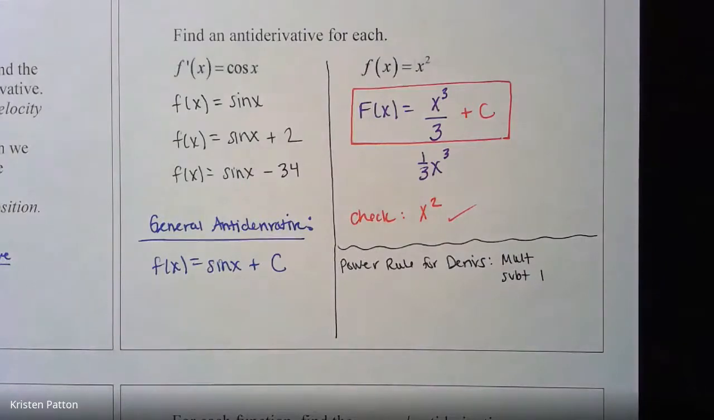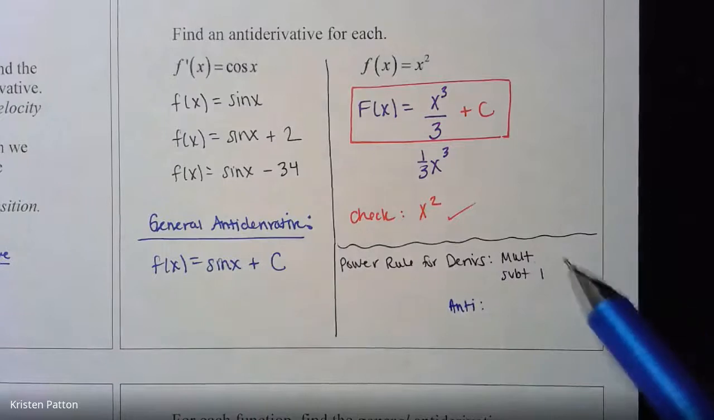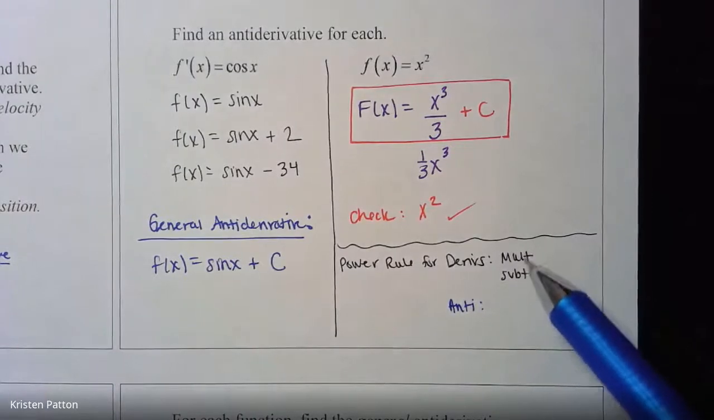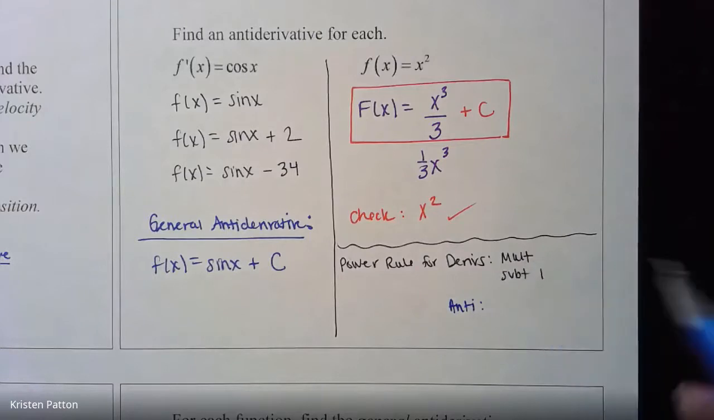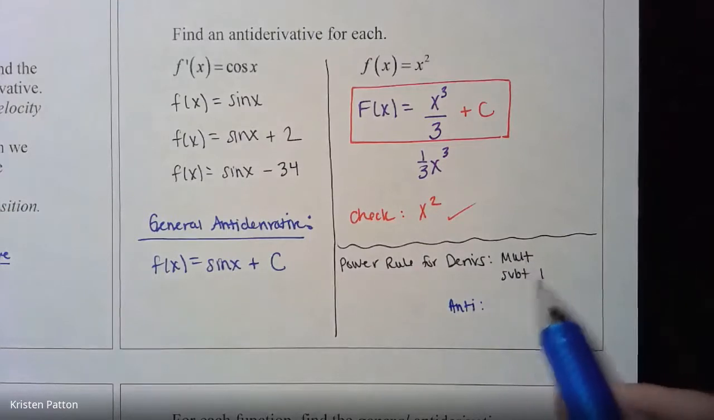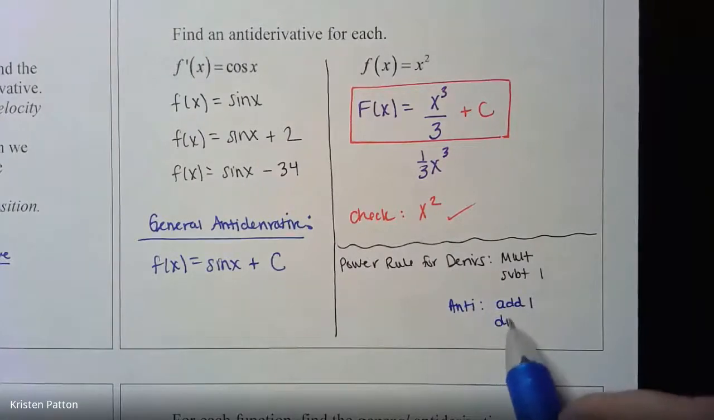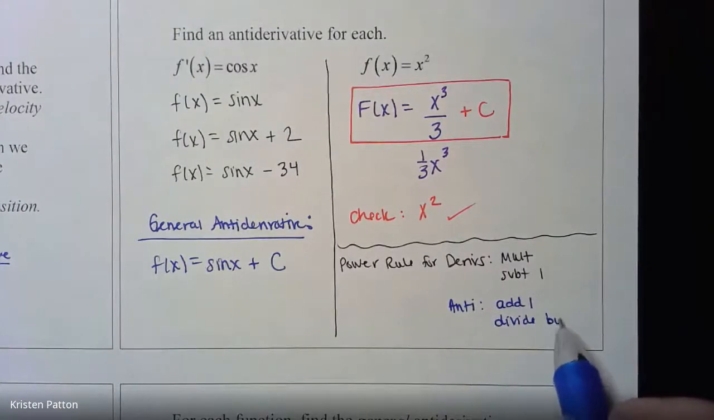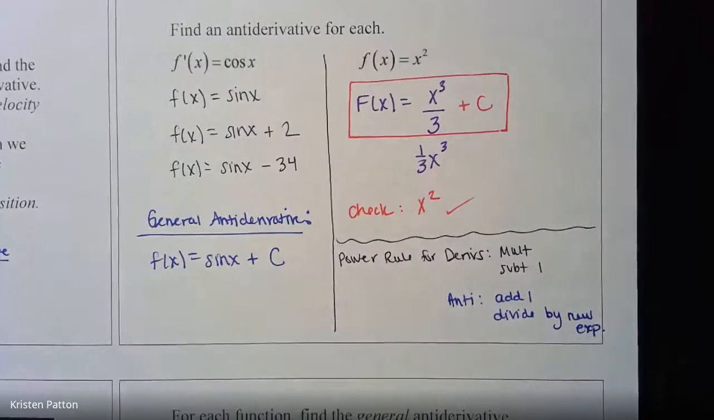Well, earlier I said an antiderivative is reversing that process. This is an inverse operation, which means if we're going to do this to go backwards, not only are we going to do the opposite operations, we're going to do them in the reverse order, thinking inverse. So instead of multiplying and then subtract 1, let's add 1 and then divide by the new exponent.